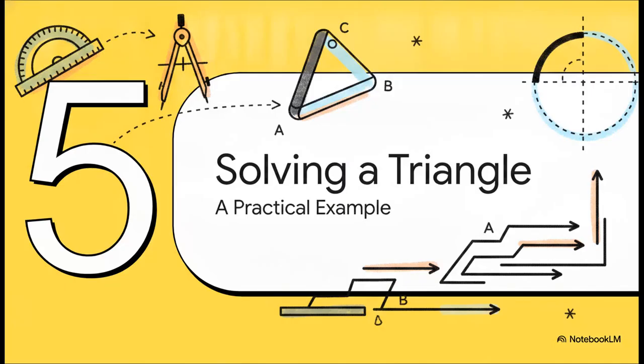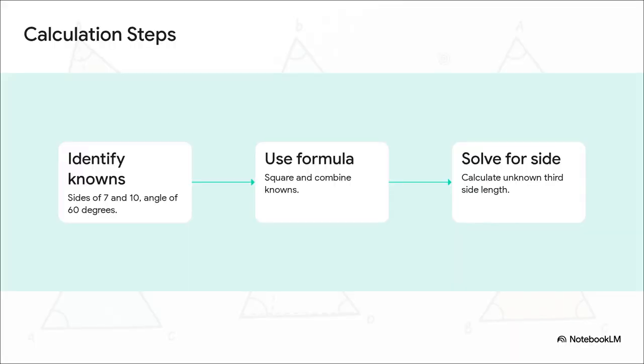Section 5. Solving a triangle. A practical example. Okay, we understand the theory, so let's actually apply it. Step 1, let's identify our knowns. Imagine a triangle that has two sides measuring exactly 7 and 10 units, with an included angle of 60 degrees just wedged right between them.